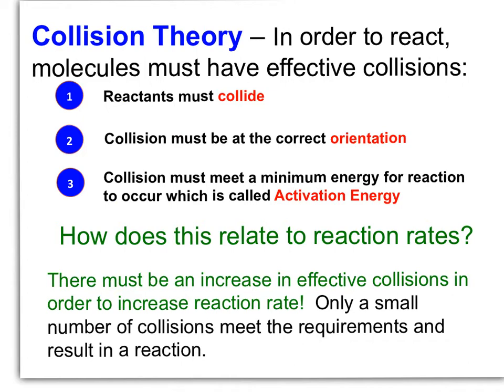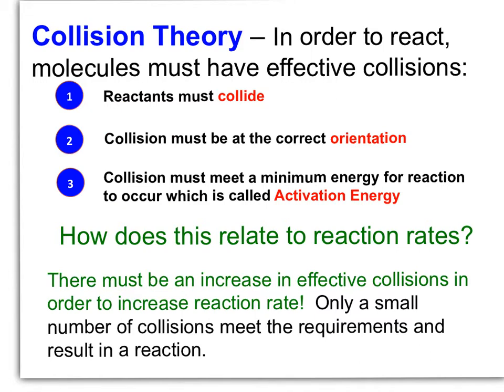So how does this relate to reaction rates? Well, there must be an increase in effective collisions in order for the rate of a reaction to speed up, or a decrease in effective collisions for the rate of a reaction to slow down. One of the most important things to understand is that millions and millions of collisions are happening in a reaction, but only a small number of collisions will actually meet the requirements and result in a reaction.